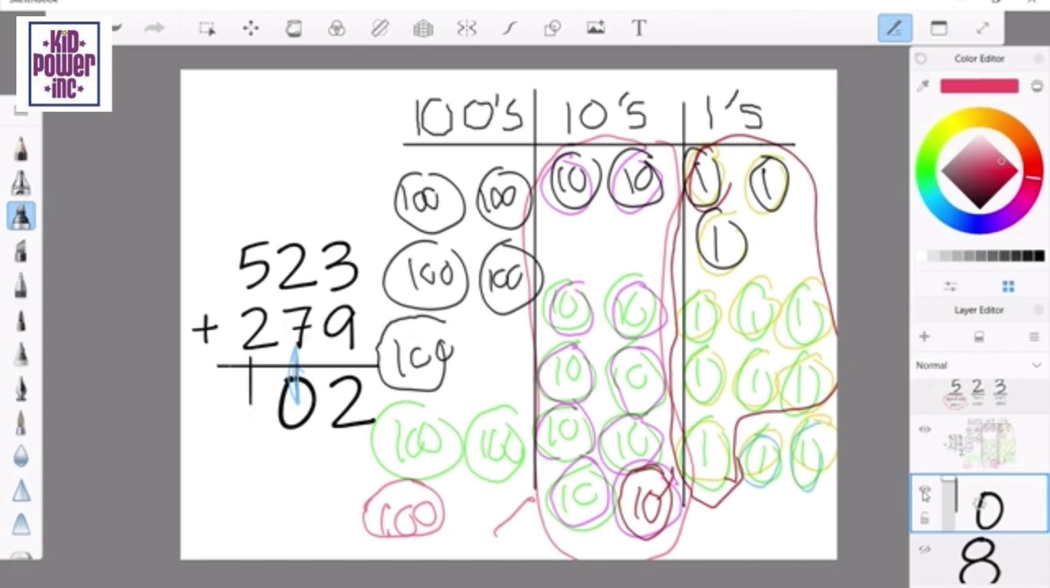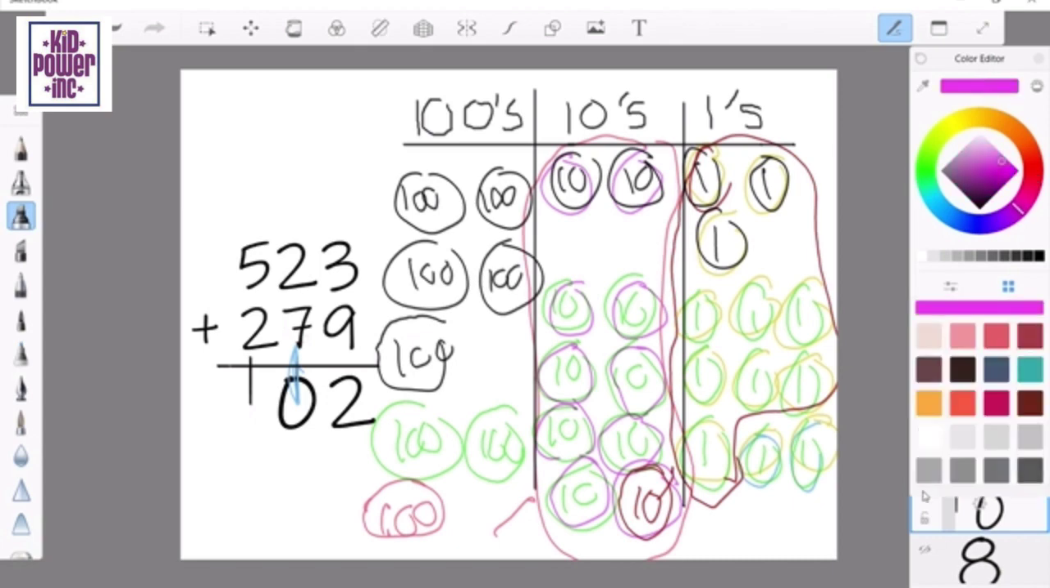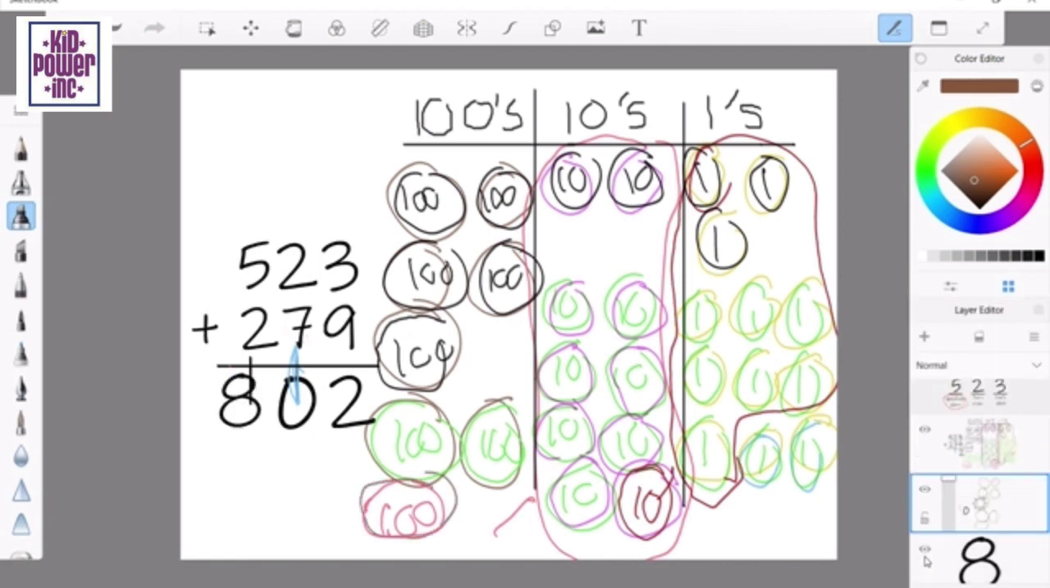We're almost done here. We now have to count up the hundreds place. So I'll do 1, 2, 3, 4, 5, 6, 7, 8. So let's plug in that 8 in the corner. Now we know that 523 plus 279 equals 802.